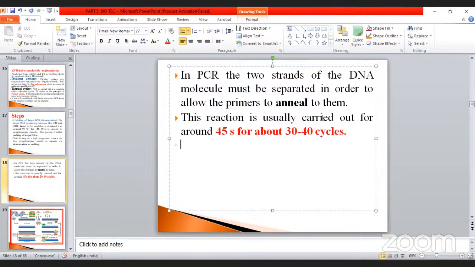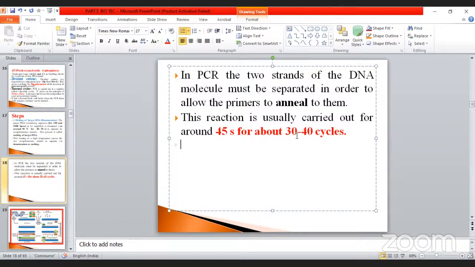This reaction is usually carried out for around 45 seconds. Denaturation only 30 seconds, but annealing is how many minutes? 45 seconds for about 30 to 40 cycles. That is very, very important.